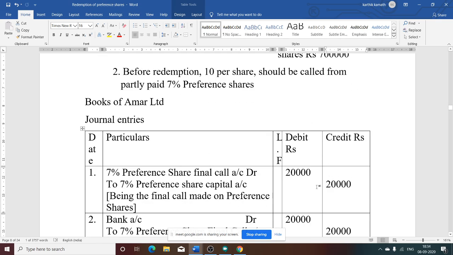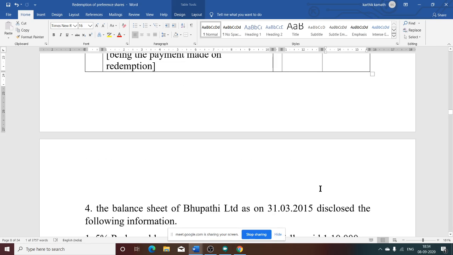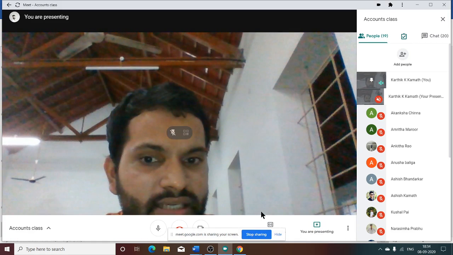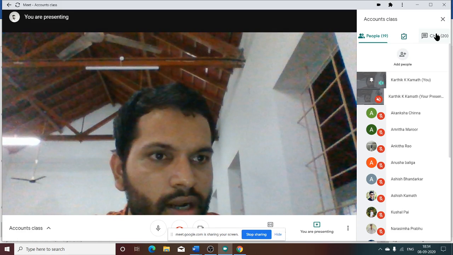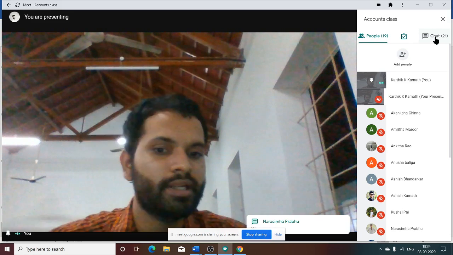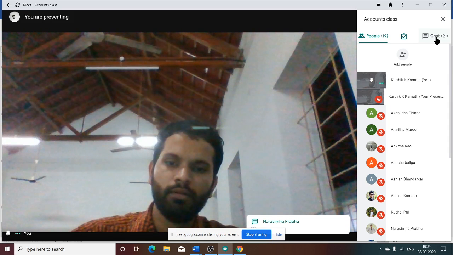Now, is any other information mentioned in the problem? No redemption premium information is given in the problem, so there is no journal entry for redemption premium. And what about CRR? Is there a transfer to the CRR account? Unmute yourself and give the reason why there is no transfer to CRR.